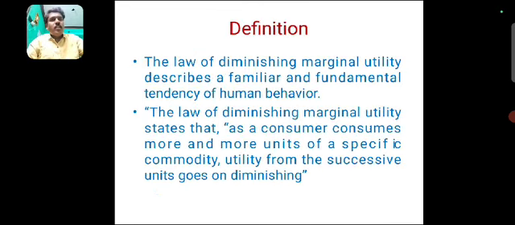Definition: the law of diminishing marginal utility describes a familiar and fundamental tendency of human behavior. According to Alfred Marshall, the law of diminishing marginal utility states that as a consumer consumes more and more units of a specific commodity, the utility from each successive unit goes on diminishing.